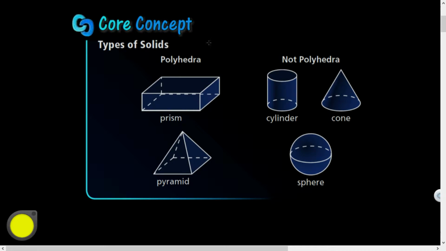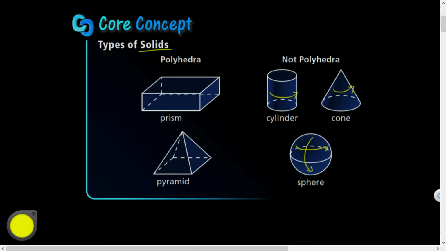Okay. So types of solids, they come in a couple of families. You have polyhedra made up of polygons and non-polyhedrons where you might have a curved surface making up a part of that, and a sphere is just all curves.